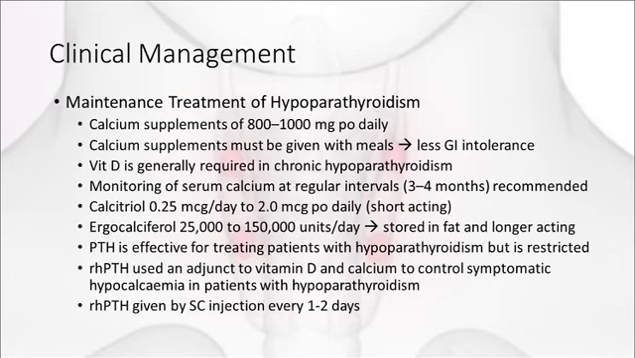Maintenance treatment for hypoparathyroidism. Calcium supplements of 800 to 1000 milligrams per day is generally given. Calcium supplementation must be given with meals because this causes less GIT intolerance. Vitamin D is generally required for chronic hypoparathyroidism. The monitoring of serum calcium levels at regular intervals, which is approximately every 3 to 4 months, is required.